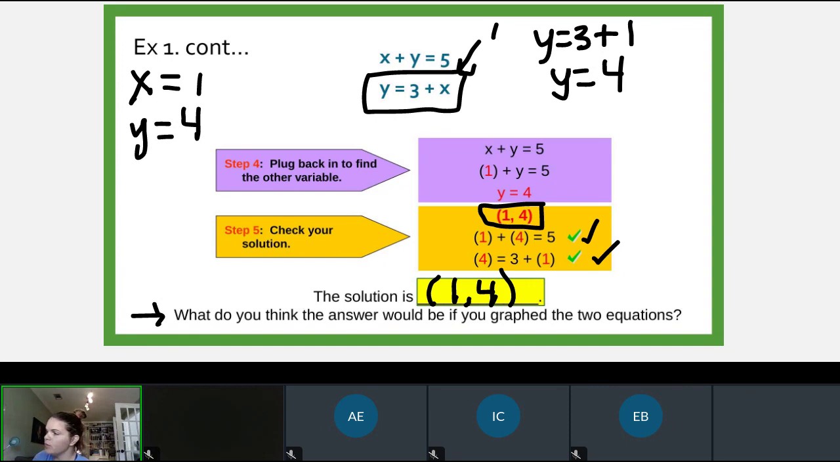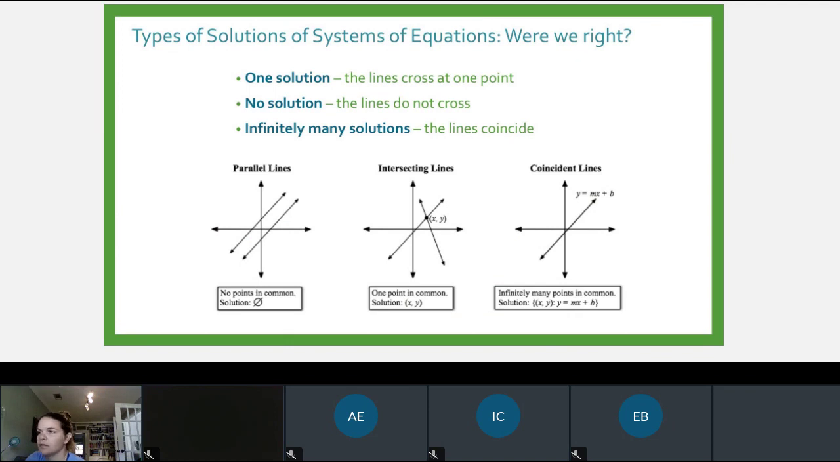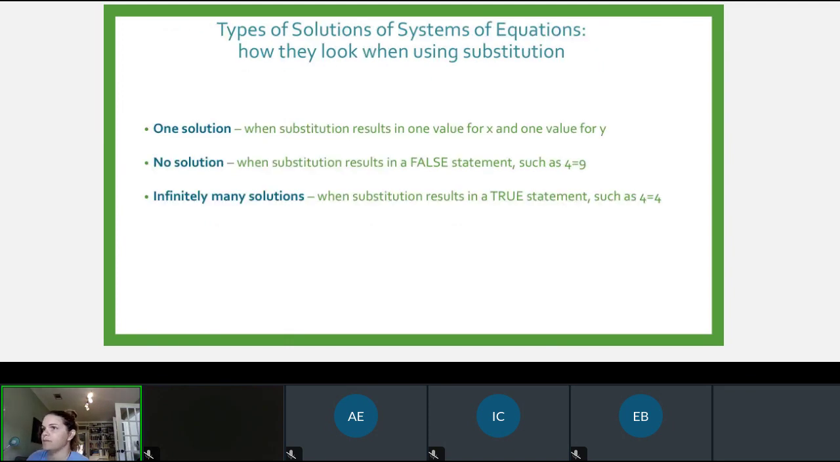Okay, so remember when we were talking about graphing systems to find the solution, we had said that there were 3 possible things that could happen. We could have 1 solution, no solution, or infinitely many. We can still have all 3 of those when we're using the substitution method. Okay, here's how they look. When you have 1 solution, it results in 1 value for x and 1 value for y. For instance, that's what we just did. We got 1 for x, 4 for y.